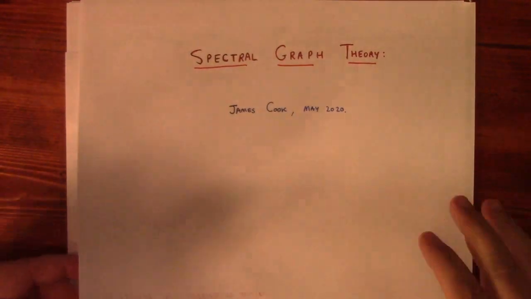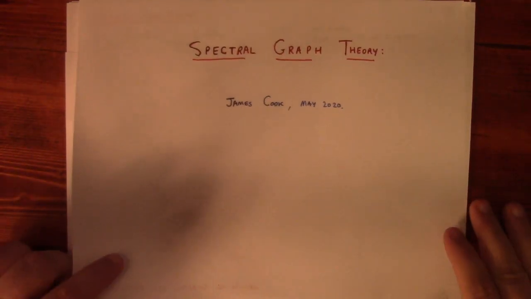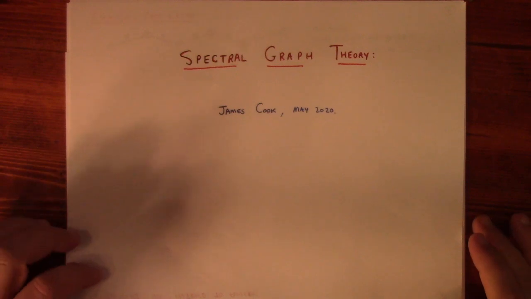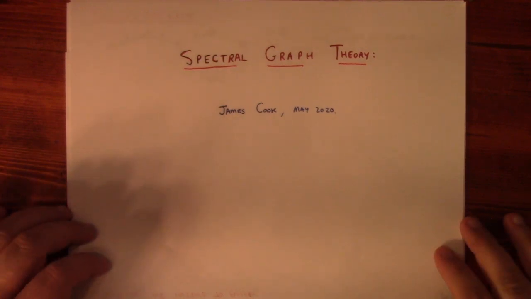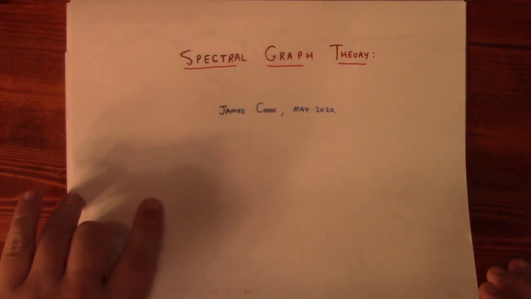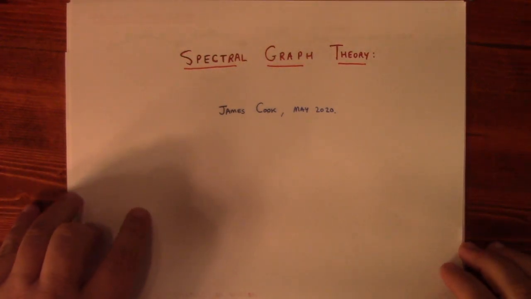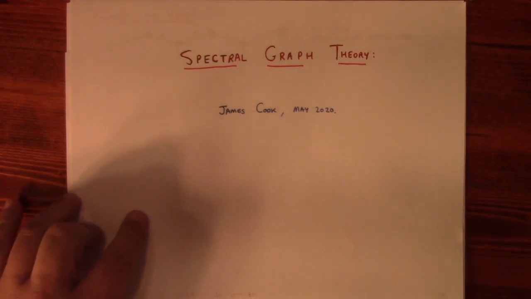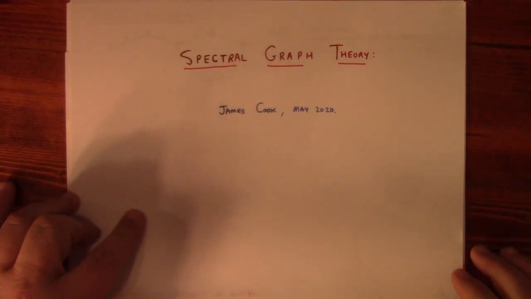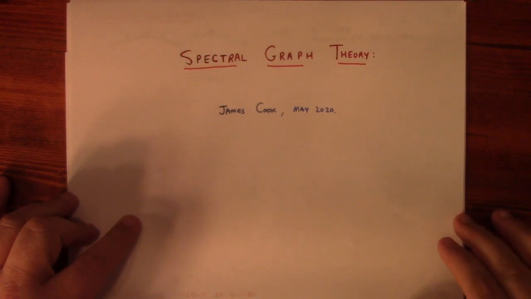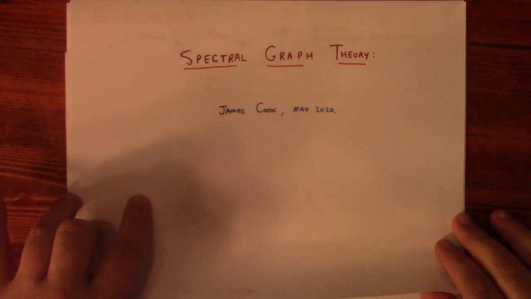All right, let's get started again. This is the second talk in a mini course I'm making on spectral graph theory. Last time I introduced the main player, the graph Laplacian, and I explained a little bit about how we could think of it as a sort of discrete replacement of the Laplace operator.